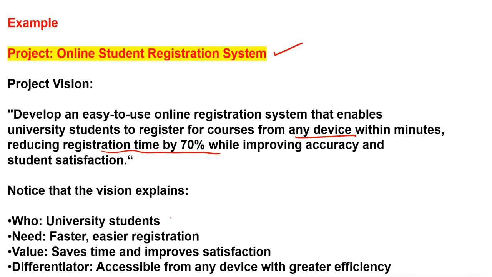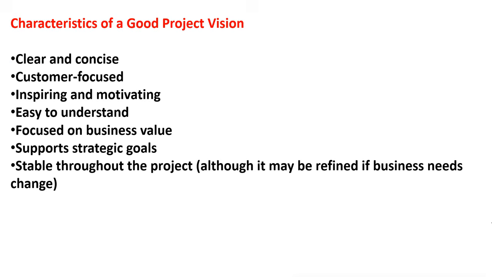Who? University students. Need faster, easier registration. Value: saves time and improves satisfaction. Differentiator: accessible from any device with greater efficiency. So here, again, I have written the characteristics of a good project vision: clear and concise, customer focus, inspiring and motivating, easy to understand, focus on business value, supports strategic goals.